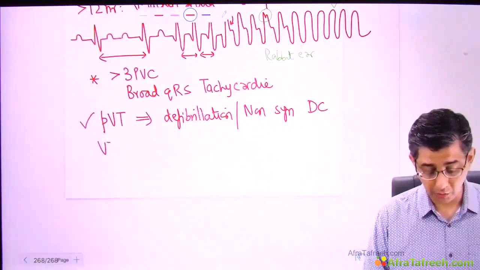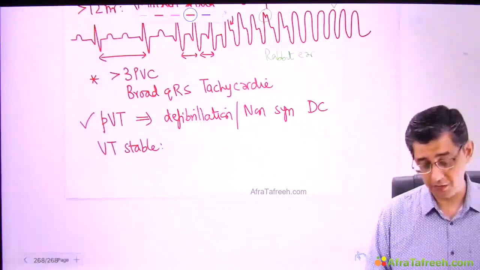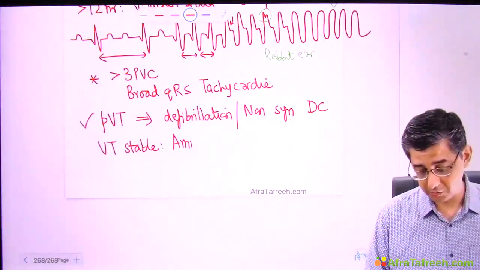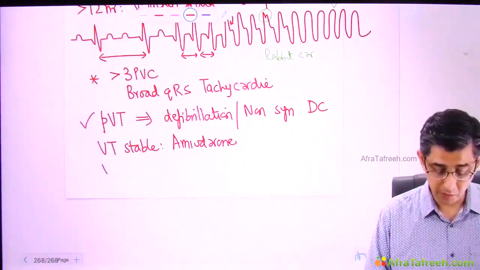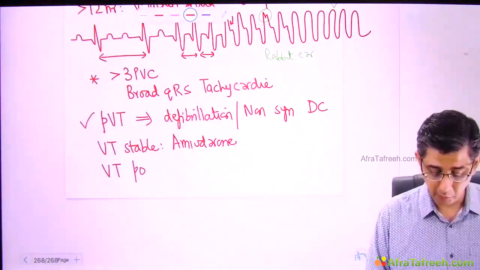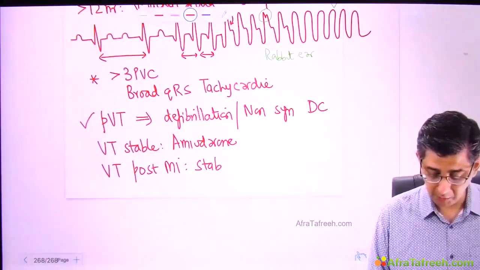From the drug of choice perspective for ventricular tachycardia, see how he will trouble you. If he just says the word, what is the drug of choice for stable ventricular tachycardia? The answer is amiodarone. But if he gives you a scenario of ventricular tachycardia post myocardial infarction, and mentions that the patient is hemodynamically stable, mark my words there.